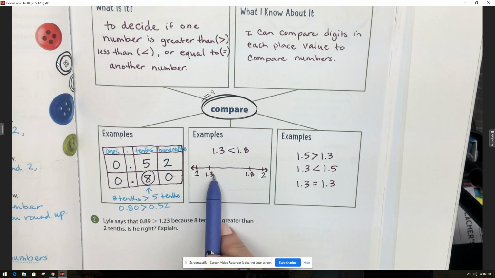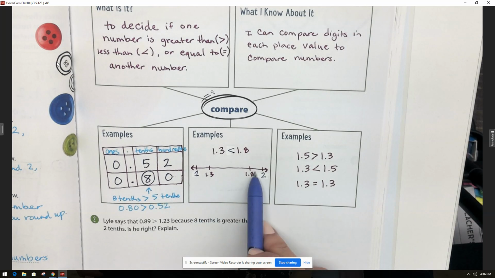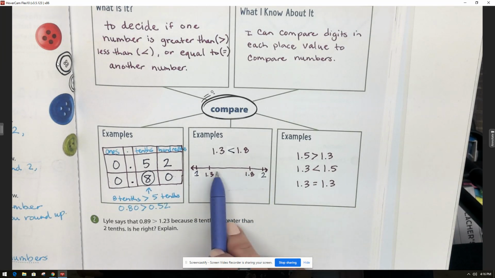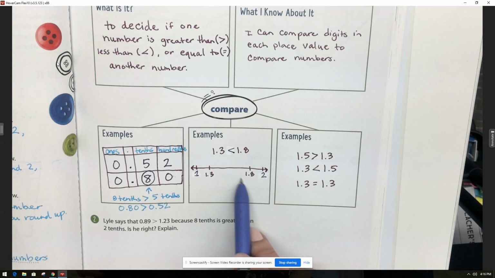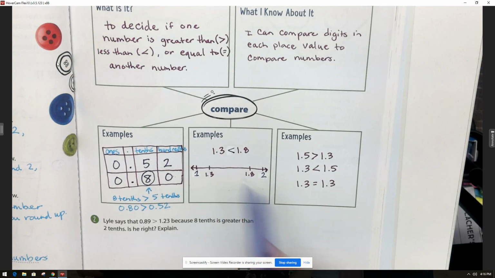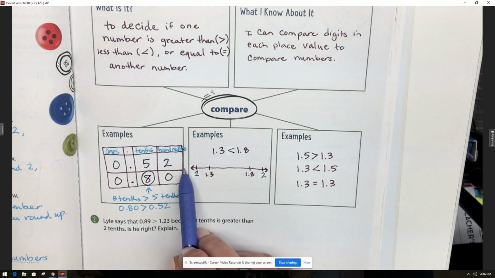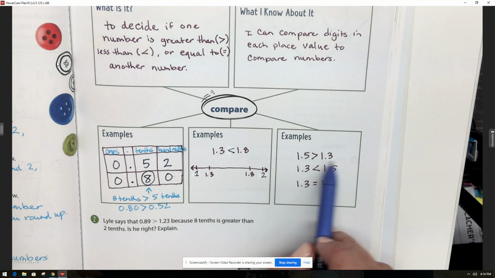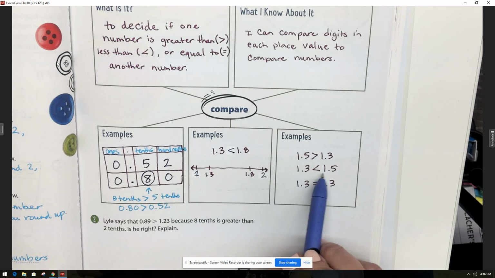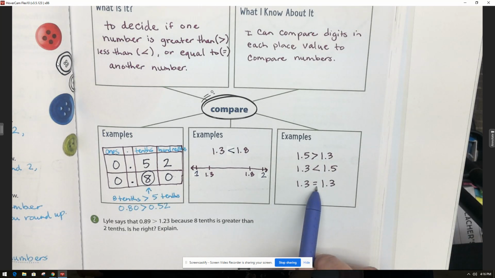Okay, so we can see that 1 and 3 tenths is closer to 1, and 2 and 8 tenths is closer to 3. Therefore, this value here is greater because it's closer to the greater value. So 2 and 8 tenths is greater than 1 and 3 tenths. And then 1 and 5 tenths is greater than 1 and 3 tenths. 1 and 3 tenths is less than 1 and 5 tenths, and 1 and 3 tenths is equal to 1 and 3 tenths.